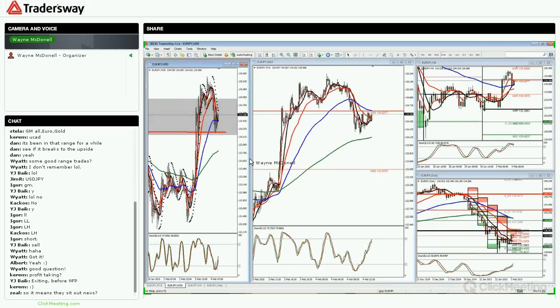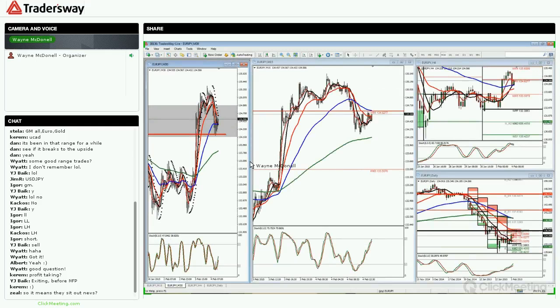Wouldn't it be nice if the Japanese yen got weak and the USD yen went up and up and up and up? And at the same time, euro yen doesn't do anything, but euro dollar goes down, down, down, down, down, down. Okay? That's more what I'm thinking about.